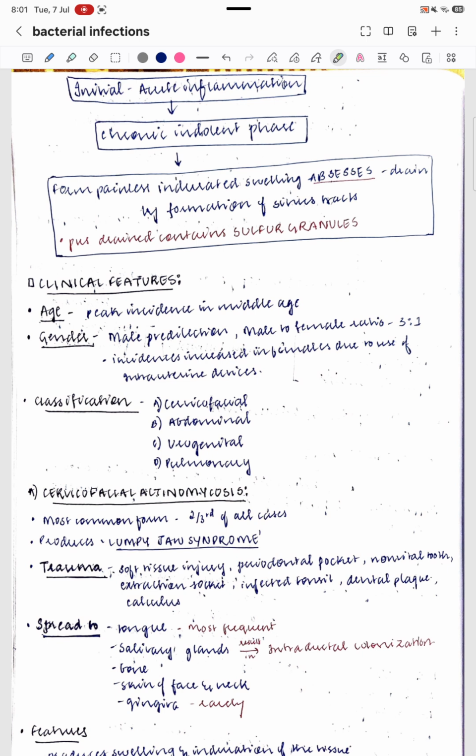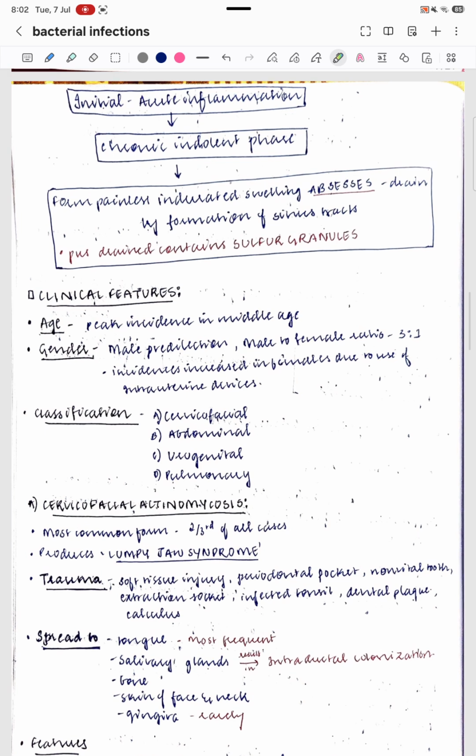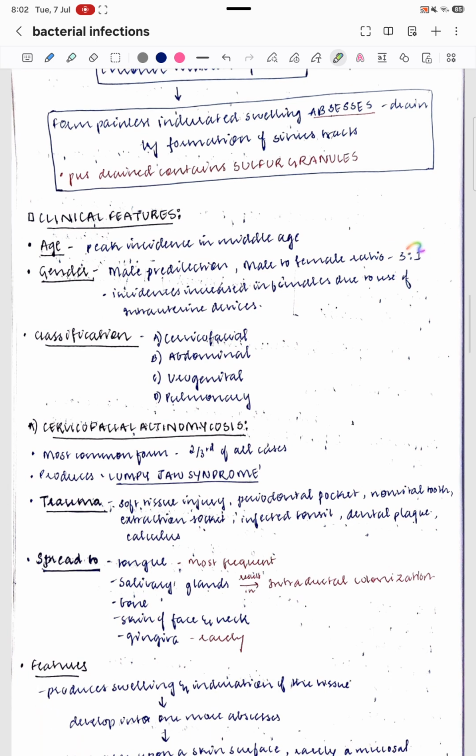Now coming to the clinical features. Peak incidence is seen in middle age, and it is usually male predilected, with a male to female ratio of 3:1. Incidence increases in females due to the use of intrauterine devices. Usually a lot of etiological factors could be there, but the exact cause is trauma. The age is middle age, and male predilection is 3:1.